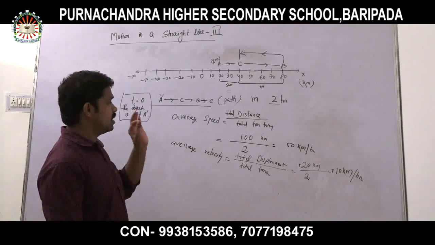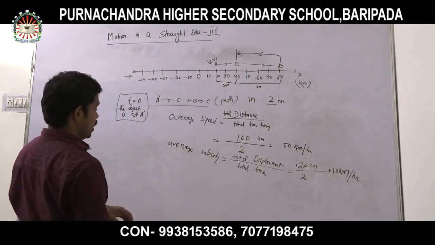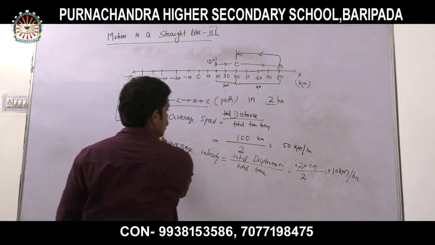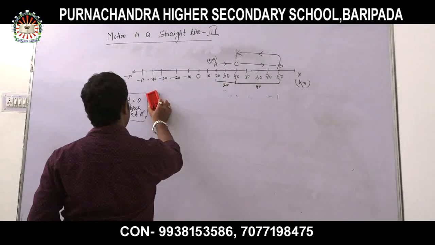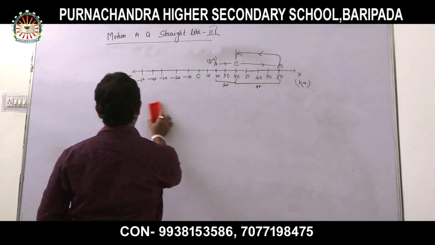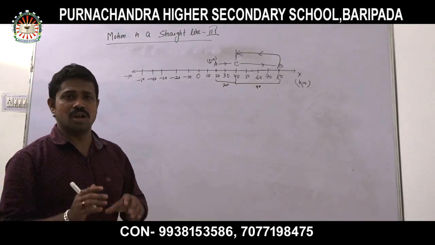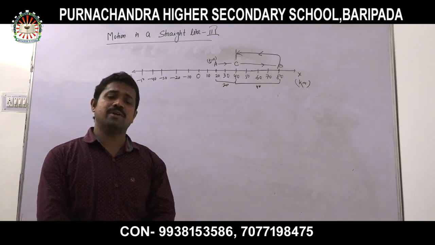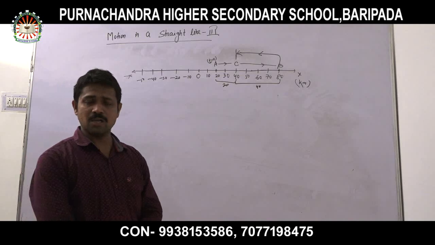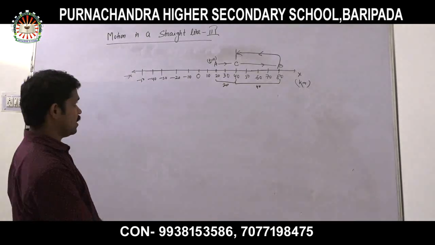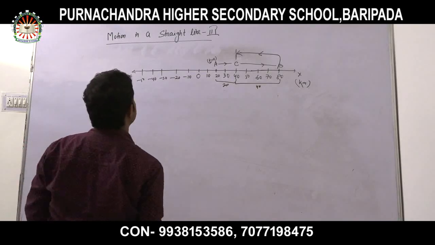Understood? This is a very, very important concept. Clear? Okay. Then now, this is how we can calculate, very simple, the average speed and average velocity. I think all of you are clear how to calculate the average speed and average velocity from this. Understood? All of you clear? Okay?